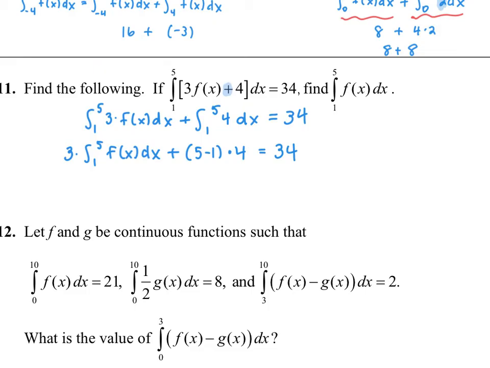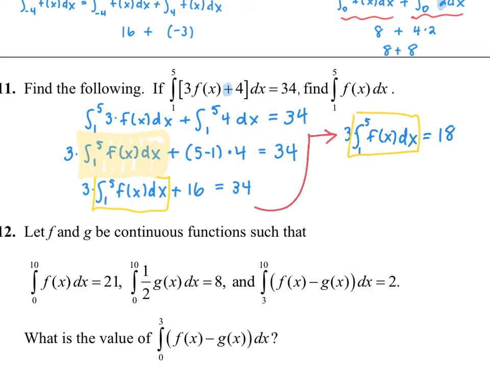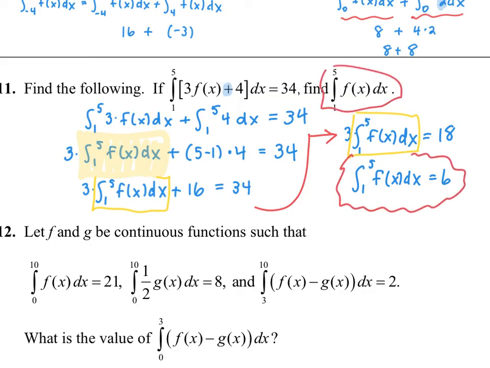So now I'm just going to treat this as an equation, and I'm solving for this piece of information right here. So now if I'm solving for this yellow box, I'm going to start by subtracting the 16 from both sides of this equation, and then dividing by 3. And in doing that, I solve for that integral that I was asked to find up here, and the value of that integral is 6.